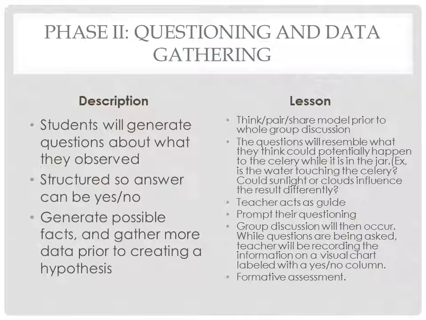In my lesson, students will be prompted to produce questions based on the discrepant event that the teacher provided. Teacher will use the think, pair, share model prior to proceeding to whole group discussion. Before discussing with partners, the teacher will remind students that they are to develop questions that the teacher will only be responding with a yes or a no. For this particular lesson, the questions will resemble what they think could potentially happen to the celery while it is in the jar with the food coloring.